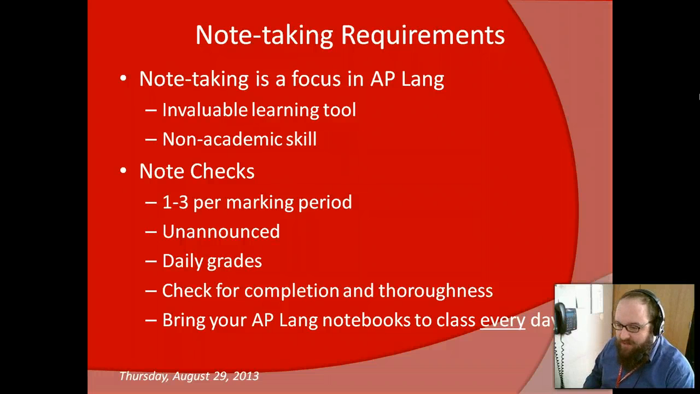Once again, since we do have unannounced note checks, just like it says in your syllabus, you are required to bring your AP Lang notebooks to class every single day. Every single day. This is so that if we call for your notebooks to check them, then you have yours and you get it scored. If you do not have your notebook on the day of an unannounced note check, it's a 0. That's just it. It's a requirement of the class to have your notebook. A check is a check, I believe, as I said in a previous video.